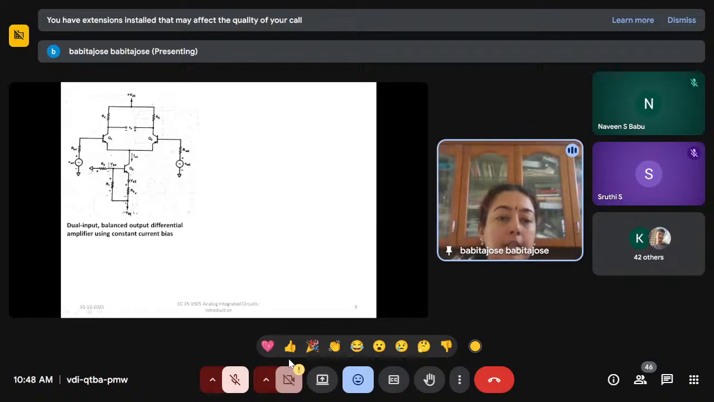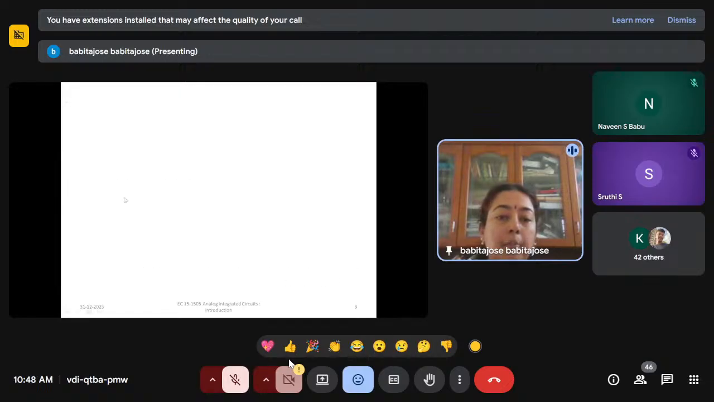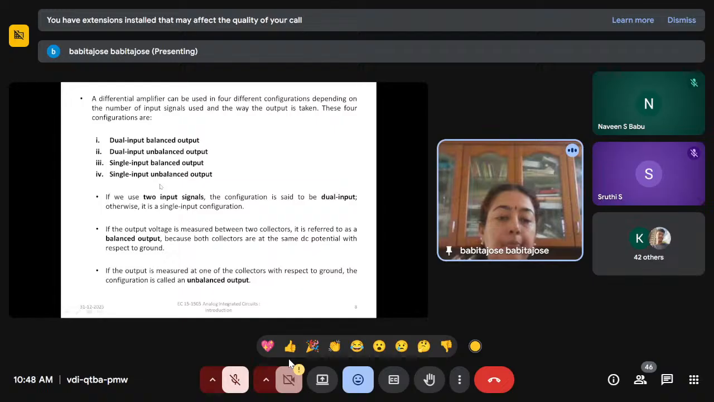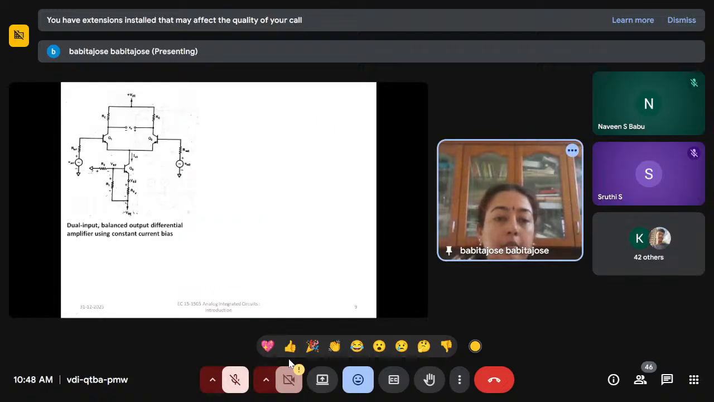So the difference here from the previous figure is this. From the previous differential amplifier, you can see this resistor RE and VEE are replaced. This portion is replaced by a constant current bias. You can see here this emitter part, RE and VEE are replaced using a constant current bias.